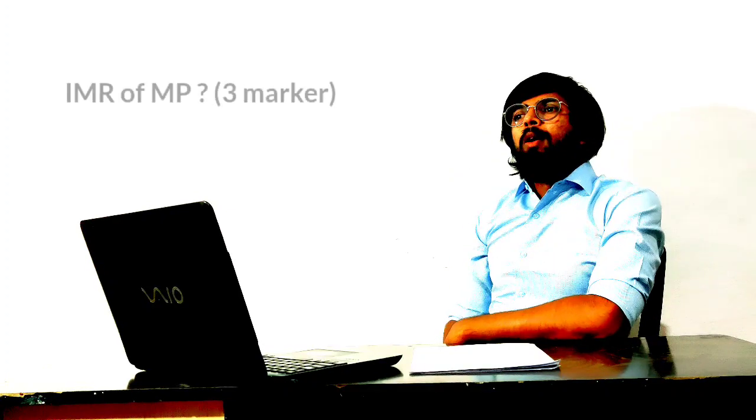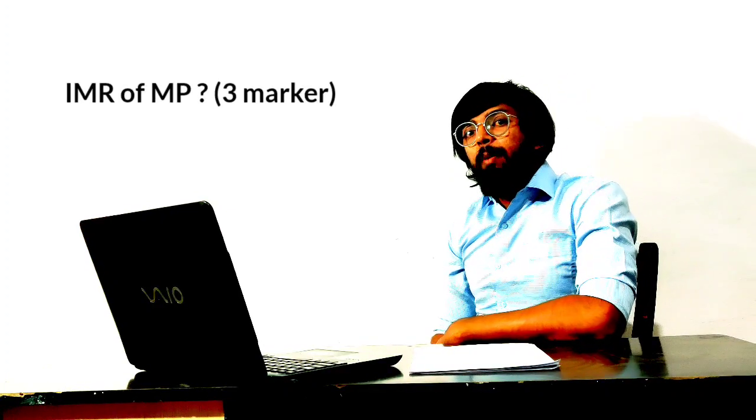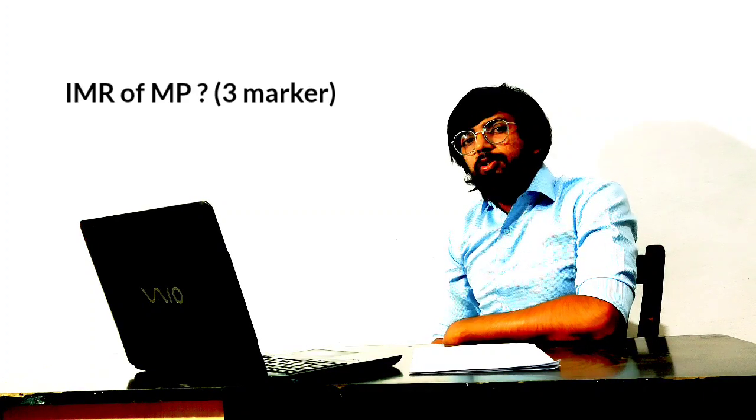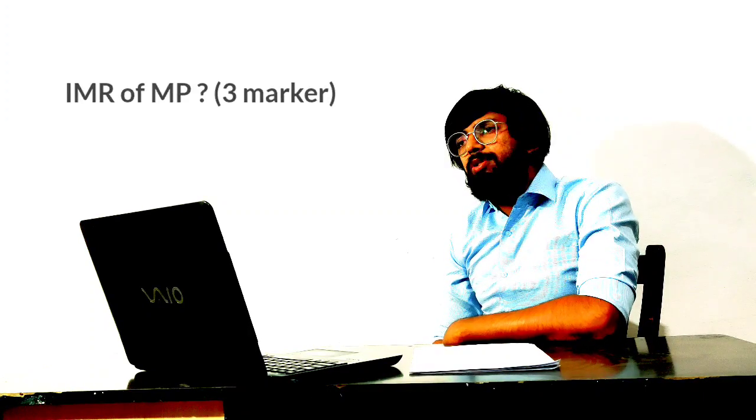One more 3 marker I will discuss, that is IMR, social issues. Okay. What is IMR of MP? IMR of MP is a 3-marker that has already been asked in social issues in previous year's questions. So if you are getting such type of 3 markers, what you will do? First option is you can directly write IMR of MP. That is a factual figure, maybe 43, 33, 47, whatever is the data available with you.